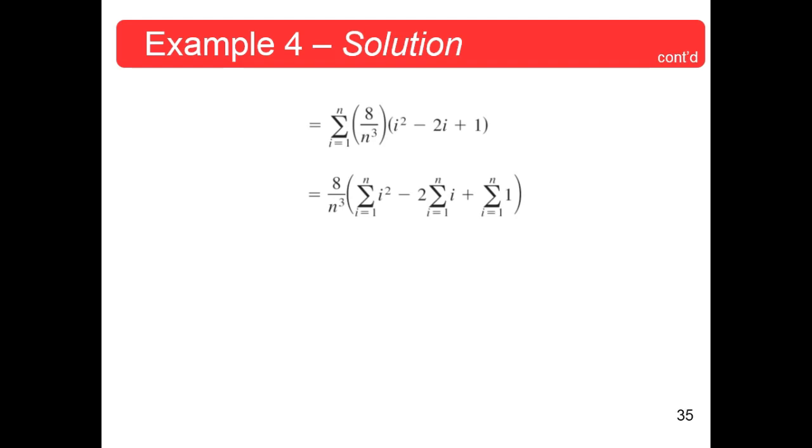The summation of i squared minus 2 times the summation of i plus the summation of 1. Remember, this last one is just going to be n. The i squared sum is n times n plus 1 times 2n plus 1 over 6. The sum of i is n times n plus 1 over 2, and this is just n.